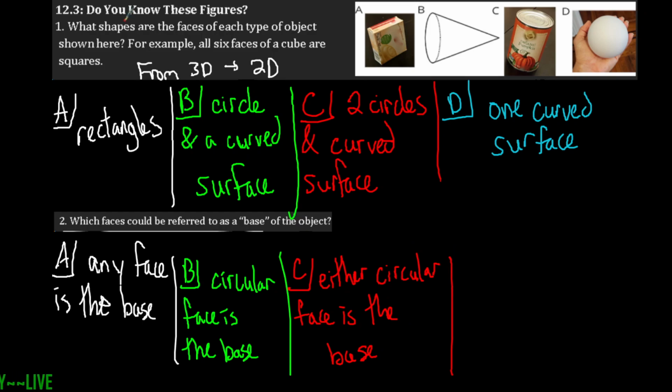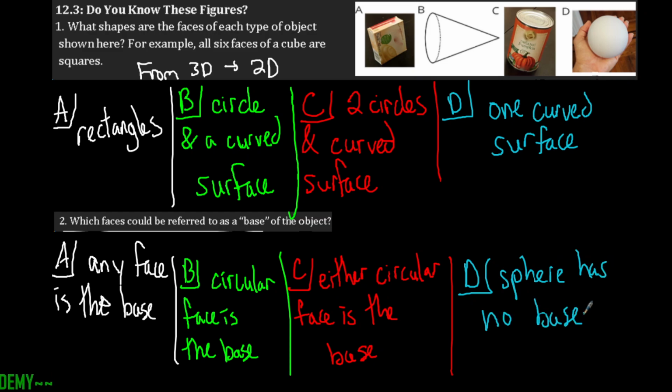And then lastly, what happens when we try to find the face of a circular amount, meaning the sphere? We're going to say that the sphere has no base. That makes sense, because if you were to place a ball all on its own, it's going to roll around because there is no bottom part.